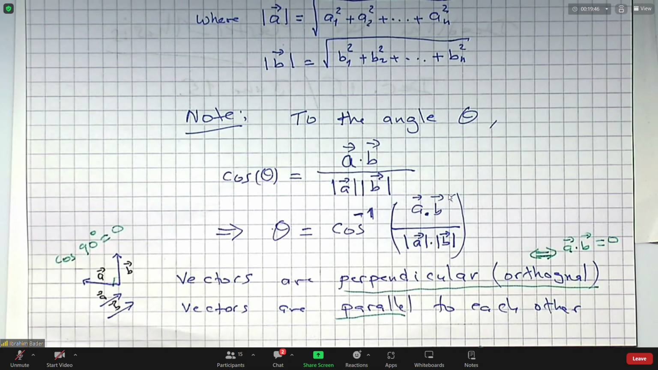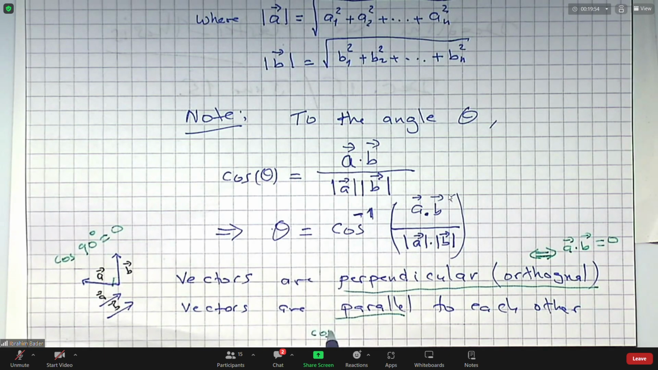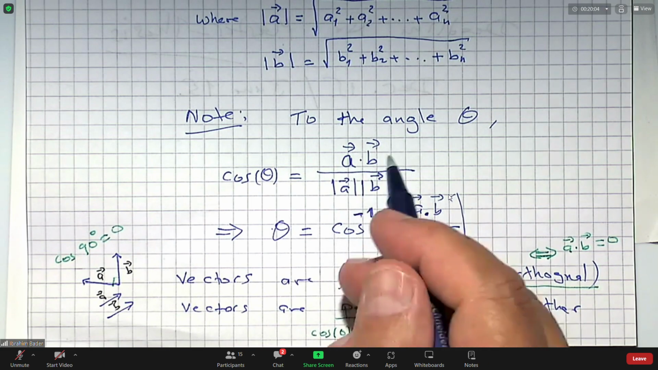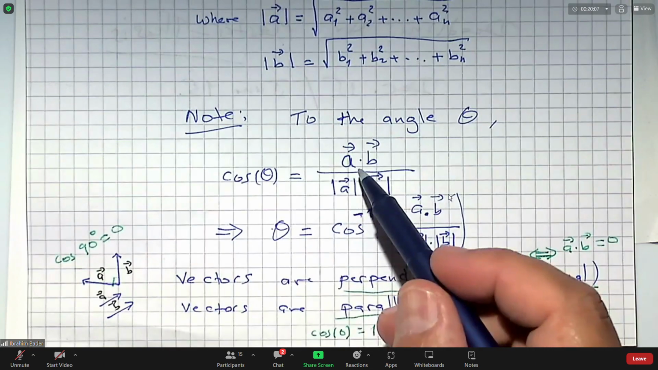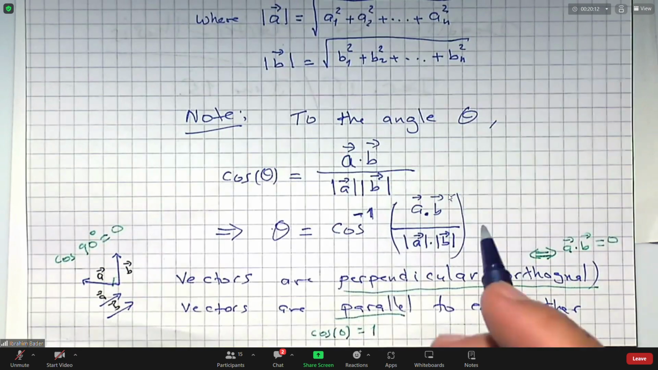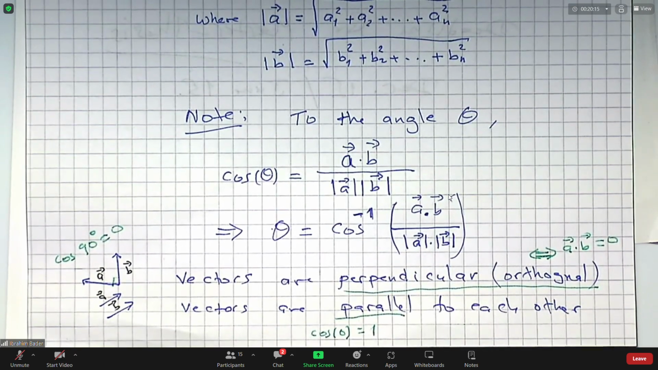Cosine of 0 is 1, exactly. So cosine here is 1. That means here, what does it mean? Cosine of 0 is 1. That means the dot product, this amount here, is 1. If the numerator and denominator are equal, right? So this is the meaning. So with this dot product, we can find the angle, we can decide or check whether they are parallel or perpendicular to each other.